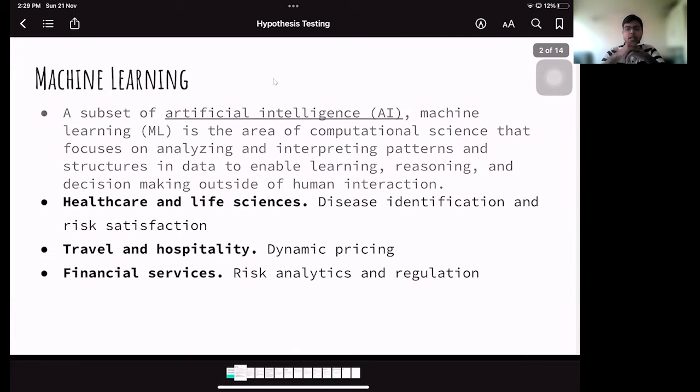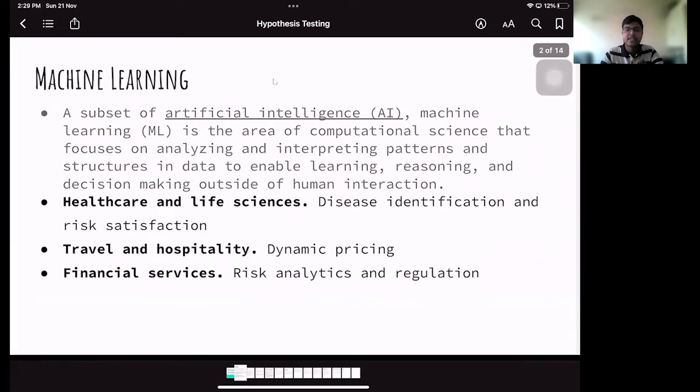And in different areas of today's life, machine learning is widely used. Healthcare and life sciences are the best example, for disease identification and risk stratification, and also to predict new drugs and various other uses. Travel and hospitality, dynamic pricing. The pricing of hotels, houses, real estate and other things can also be predicted using machine learning, using the past pricings of the same.